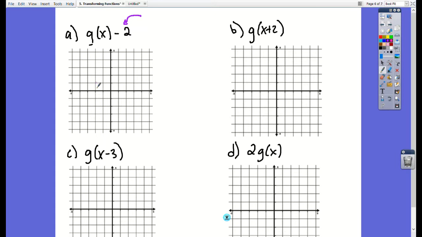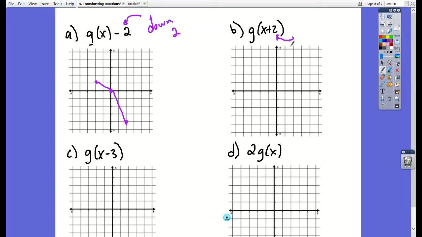So negative 2, 3 should become negative 2, 1. Let's see, 0, 2 should become 0, 0. And 2, negative 2 should become 2, negative 4. Y values went down 2, right? All right, so now this would be down 2.